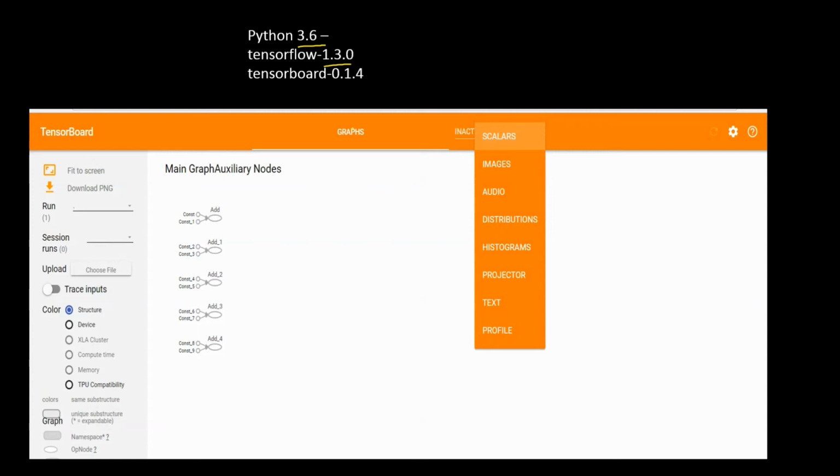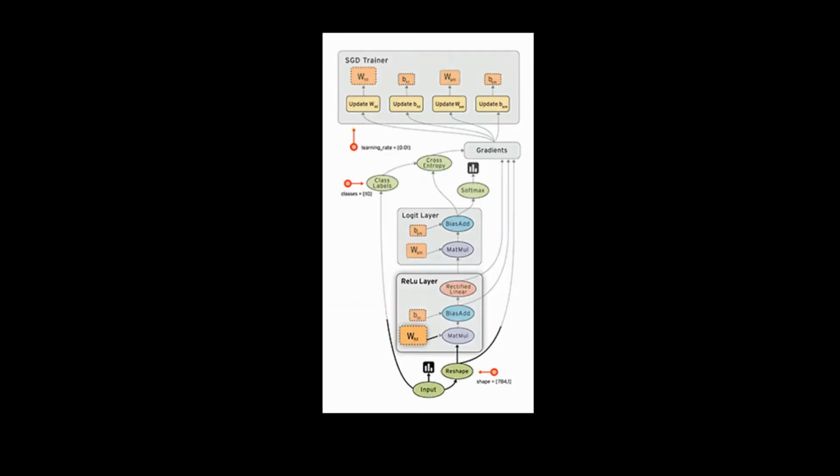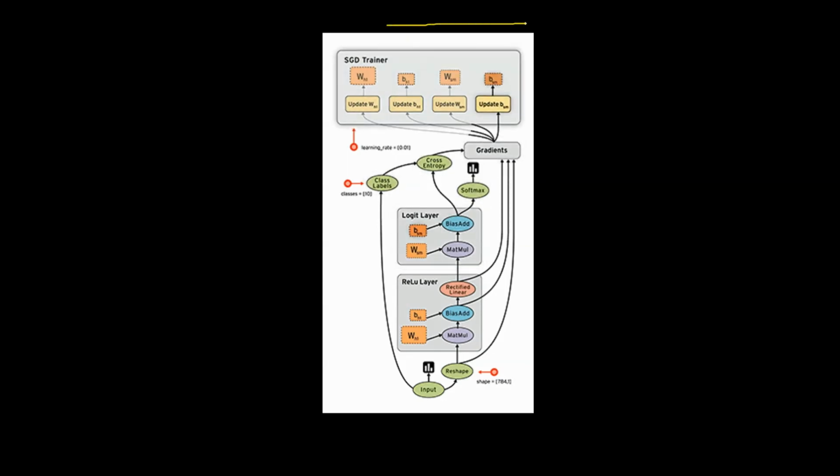But let's move ahead. When we're visualizing graphs, what I showed you earlier was a simple add operation. But when you're defining a neural network, you will be making some complex graph like this. In order to understand it, we should name it. Like I told you, this square symbol, as we saw earlier, is called name scope.